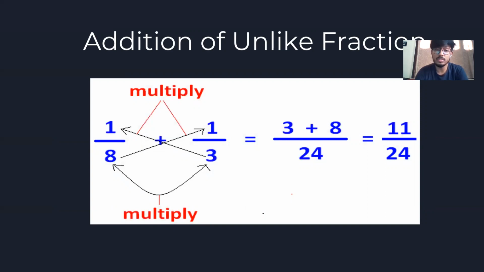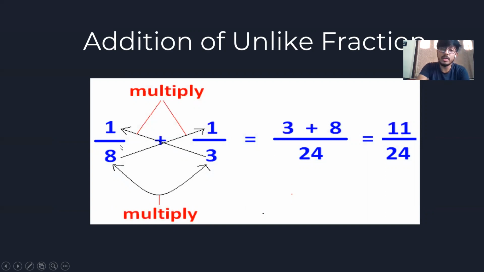Now we have to check the resultant denominator with the first denominator. The first denominator here is 8, and the resultant is 24. So we are checking by what number 8 has to be multiplied to get 24.